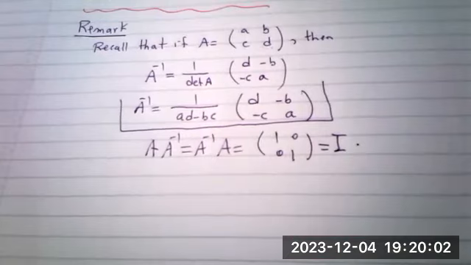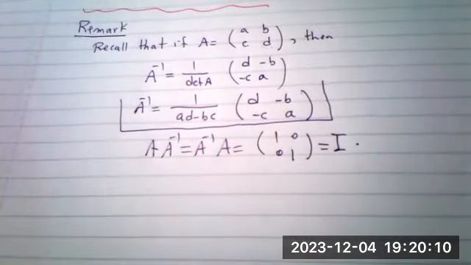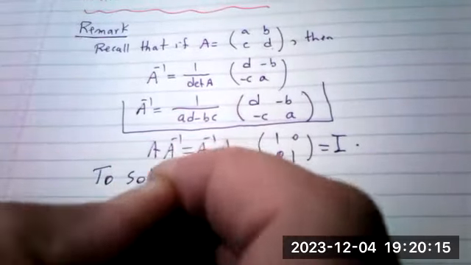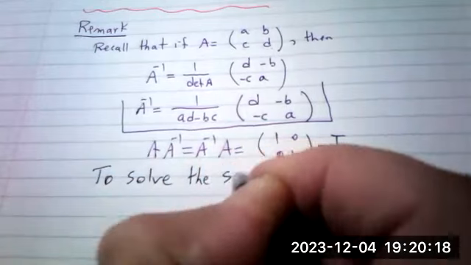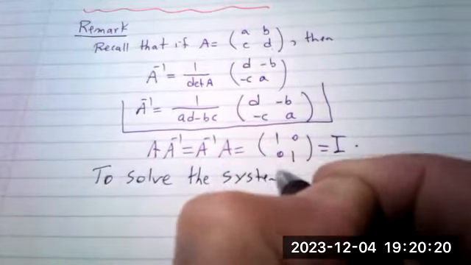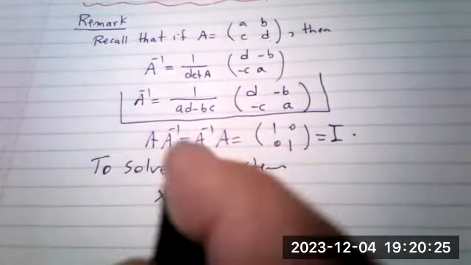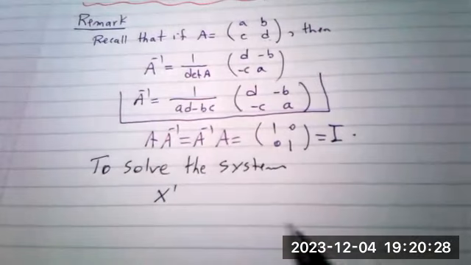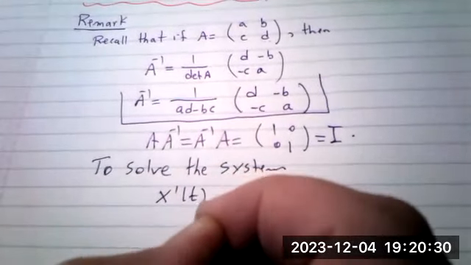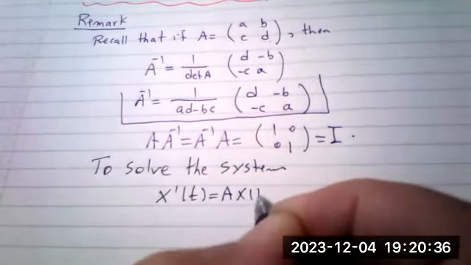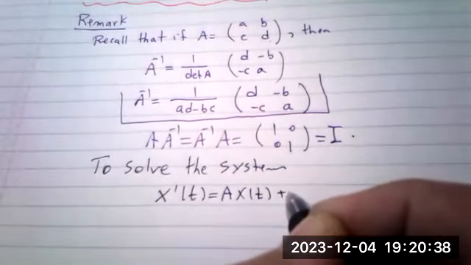Okay. Now let's say I'm going to do the method of the variation of parameters. So there you are, to solve this system. This is going to be our system: x prime of t is equal to the matrix A times x of t, plus the function f of t.